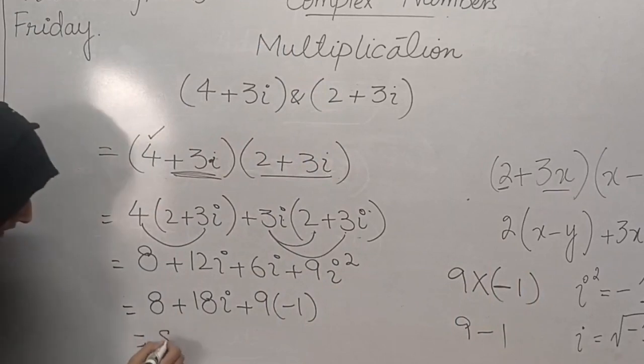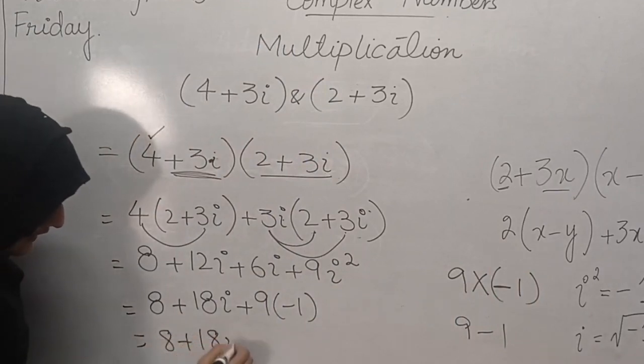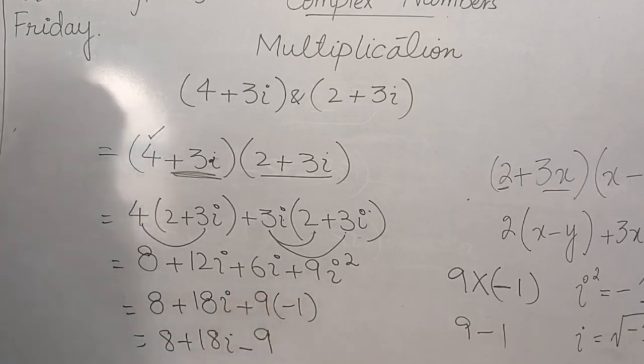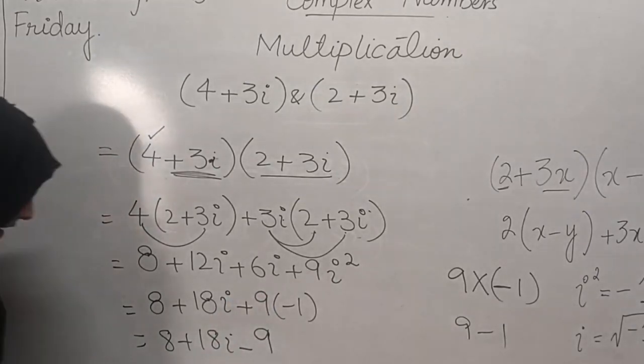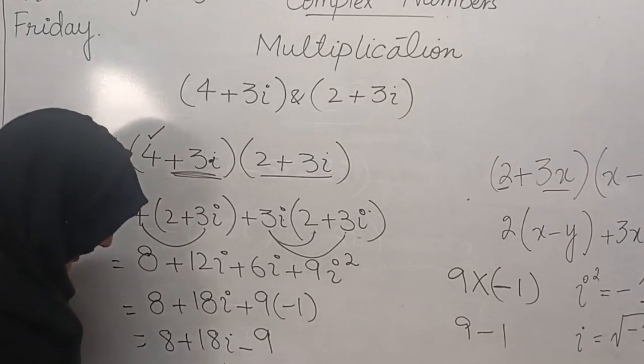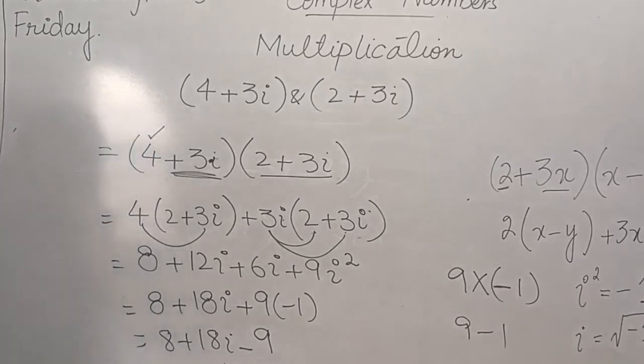So we have 8 plus 18 iota, and 9 minus... 1 times 9, plus minus is minus, 8 minus 9. Now we have two real numbers and one imaginary number, so we will solve them. 8 minus 9 is minus 1 plus 18 iota. This is the answer. Now, 4 plus 3 iota and 2 plus 3 iota.